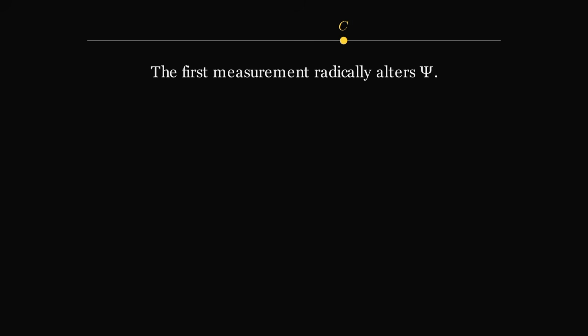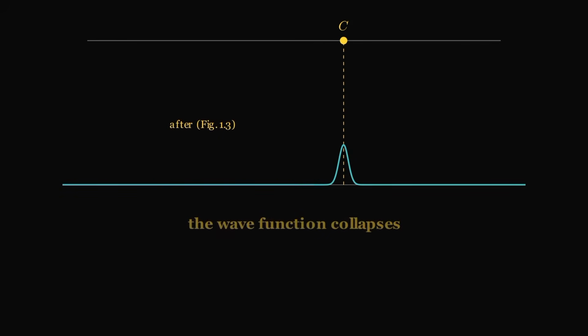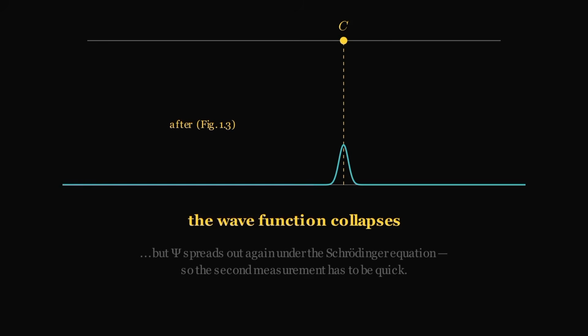The orthodox explanation is that the very act of that first measurement radically altered the wave function. Before you measured, psi looked like the broad wavy curve, spread out probabilities across a wide region. The instant you measure and find the particle at C, the wave function collapses, snaps down into a sharp spike centered right on C. Measure again immediately and of course you get C again. That's where essentially all the probability now sits.